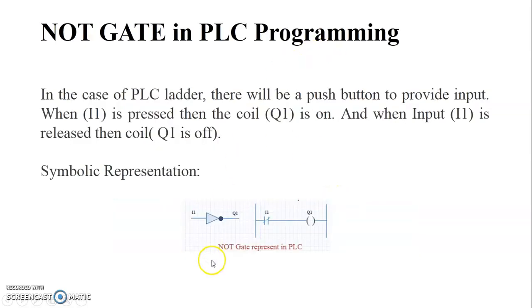So here the NOT gate is drawn using PLC programming, that is, a ladder diagram. As I explained, you need to draw the two vertical lines. These are nothing but the power rails, and this horizontal line is nothing but a rung. As the NOT gate has only one input, we'll take only one contact, that is I1. It has only one output, that is Q1, so one coil here.